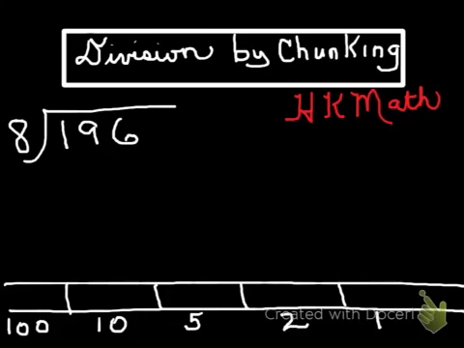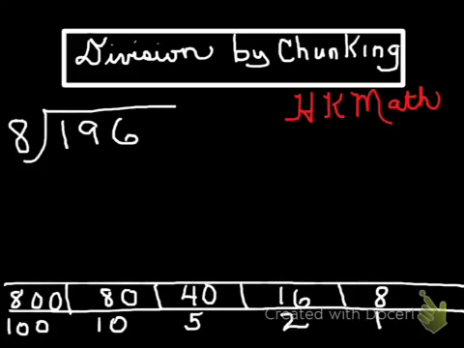So, if we have chunks of 8 and we have 100 of them, then we would get a number too big. We get 800. If we have chunks of 8 and we have 10 of them, we would get a number much smaller. If we take away 5 chunks, 5 times 8 is 40. If we take away 2 chunks, 2 times 8 is 16. And if we take away 1 chunk, 1 times 8 is 8.